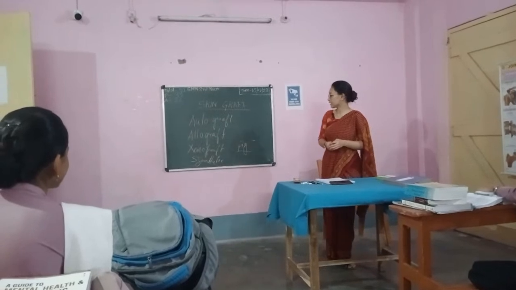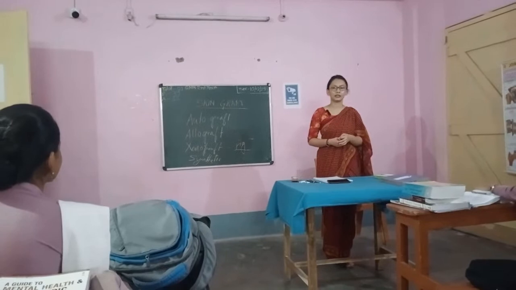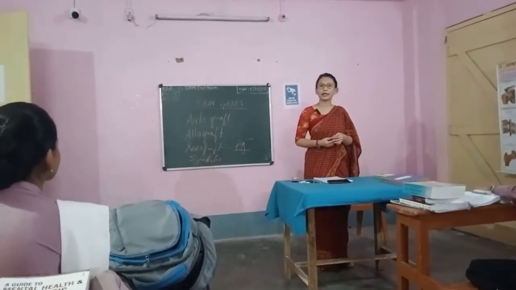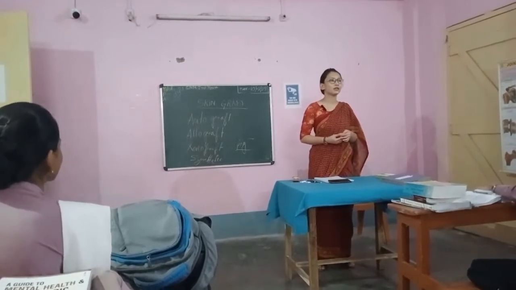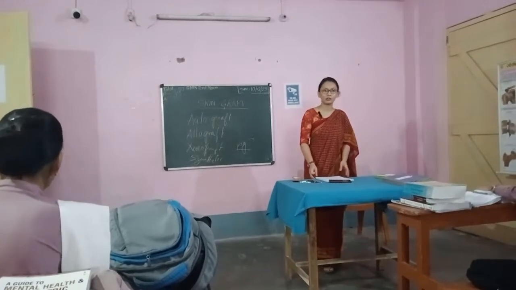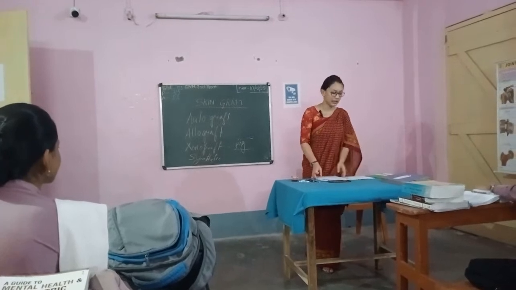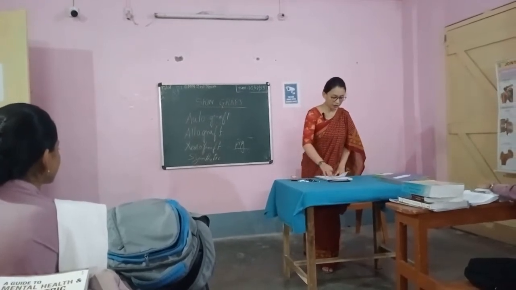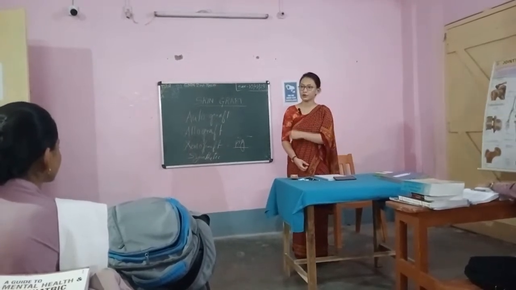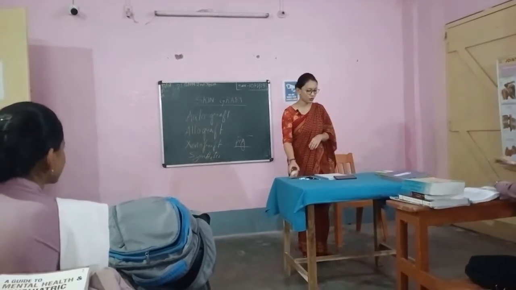And fourth is synthetic. I have also told you what synthetic is: it is manufactured in the laboratory and acts like skin. Right? So these are the classifications of skin grafting depending on its origin. And also, depending upon the thickness of the skin, it is again divided into three.